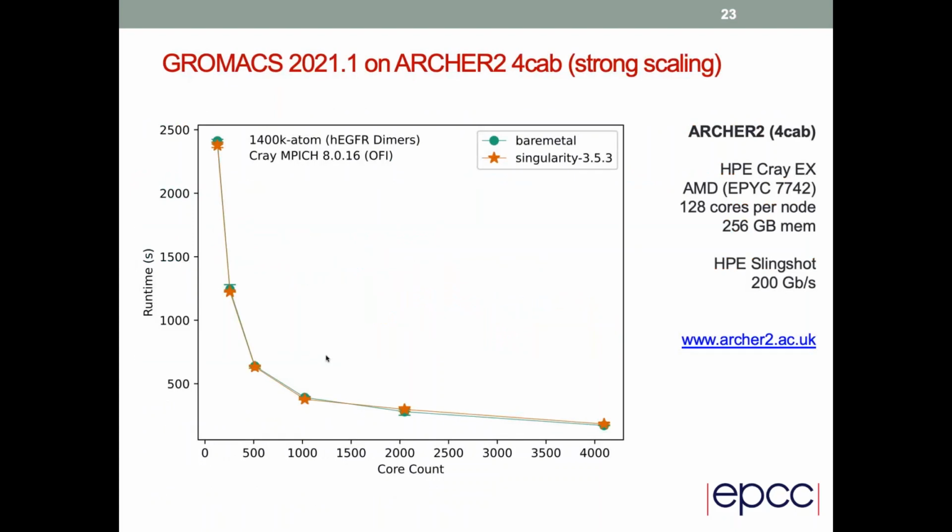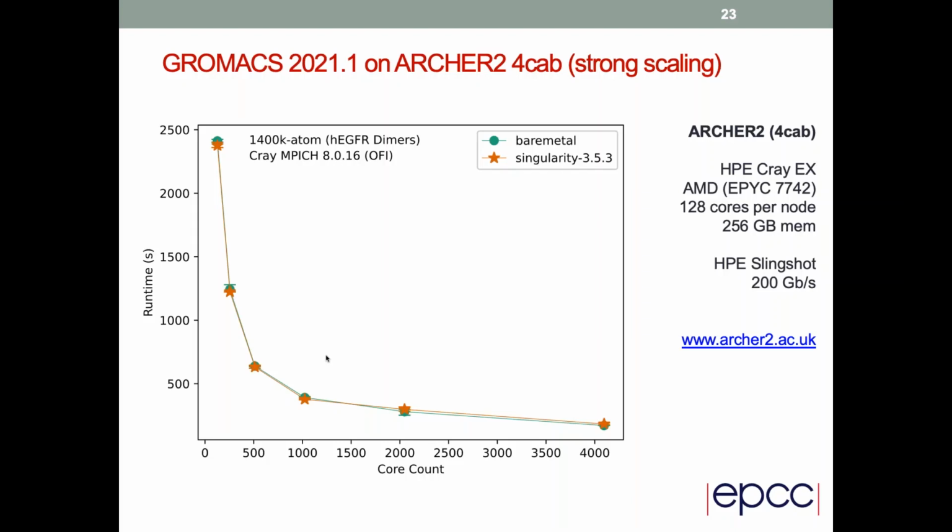So here are some results straight away. I'm showing you some strong scaling results. So it's core count along the bottom, and it's runtime in seconds on the y-axis. And this is GROMACS 2021.1. This is for a particular benchmark involving 1.4 million atoms, and the code both ran natively, the so-called bare metal run, and the containerized app used the Cray MPICH library on the Archer 2 4-cabinet system.